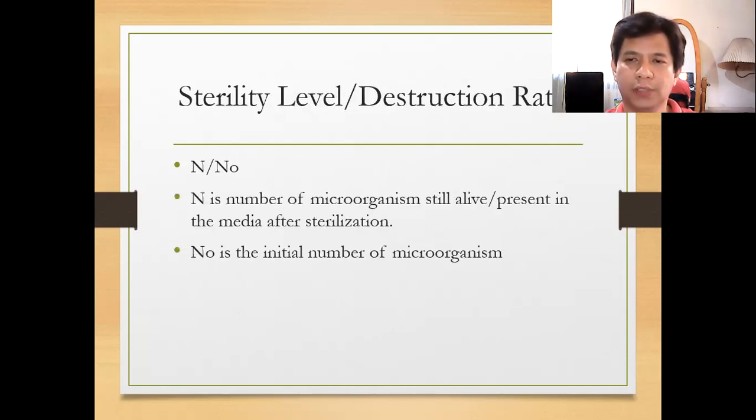Okay, so let's go to some technical aspects. First is the sterility level or the destruction ratio. This is equal to N over N sub O. N is the number of microorganisms still alive in the media after sterilization, while N sub O is the initial number of microorganisms. So generally, N sub O is much greater than N. N is the number of bacteria after sterilization. Of course, the sterilization will kill the bacteria and reduce the number of bacteria to N.